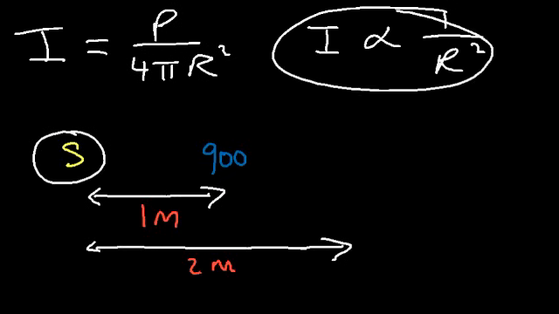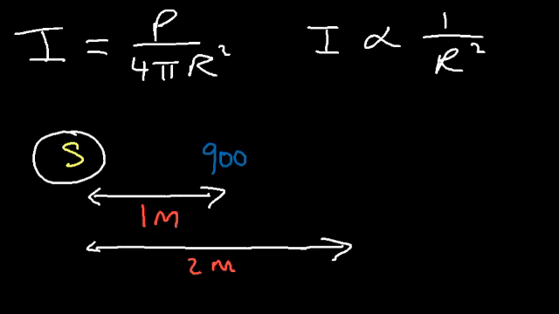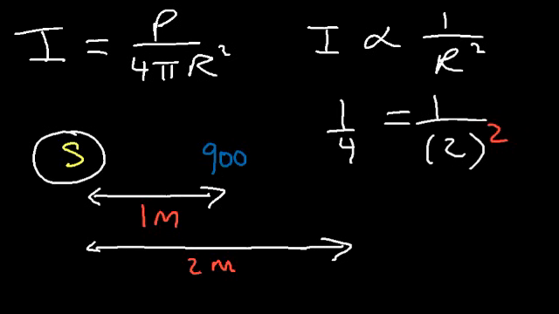According to this expression, the intensity is inversely related to the square of the radius. So as the distance increases, the intensity will decrease. This is known as the inverse square law. So if we double the distance, what is the effect on the intensity? Well, if you replace r with 2, since it doubles, 1 divided by 2 squared is 1/4. So the intensity is going to be 1/4 of its original value. So that is 1/4 of 900, which is 225.